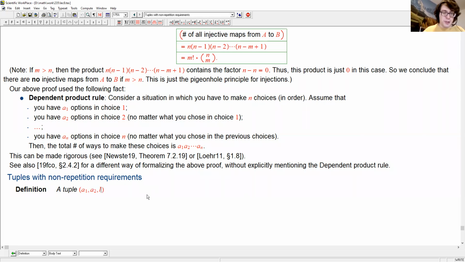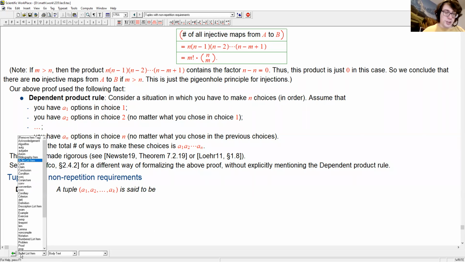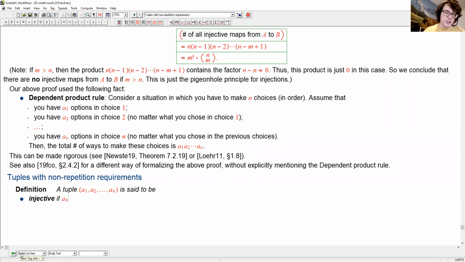A tuple A1 and so on AK of any kind of objects is said to be injective if A1 and so on AK are distinct, so no two of its entries are equal. This is the maximum notion of non-repeating. This is the best you can ask for.